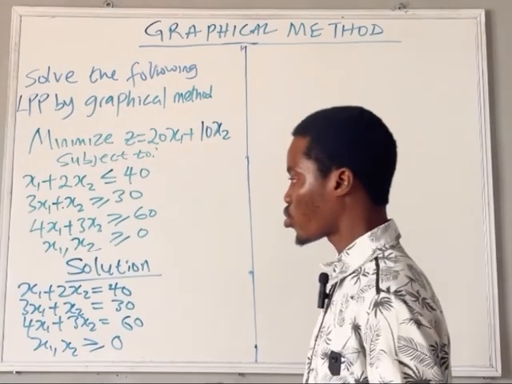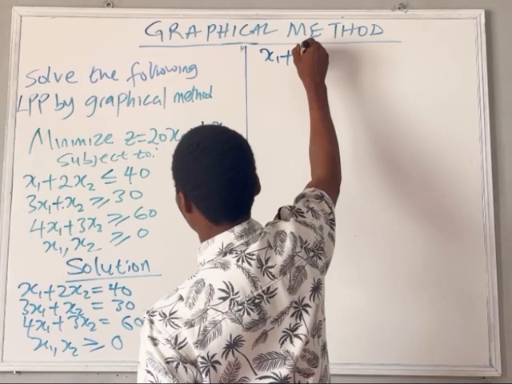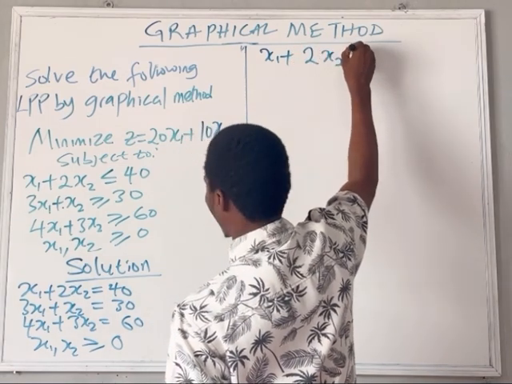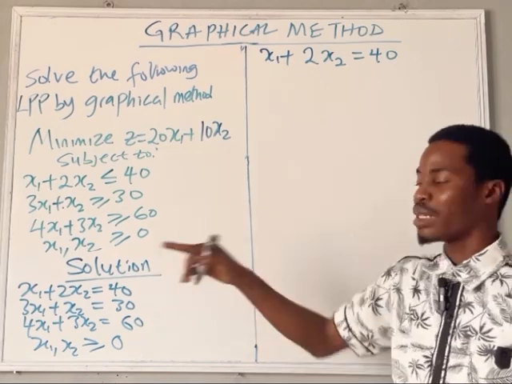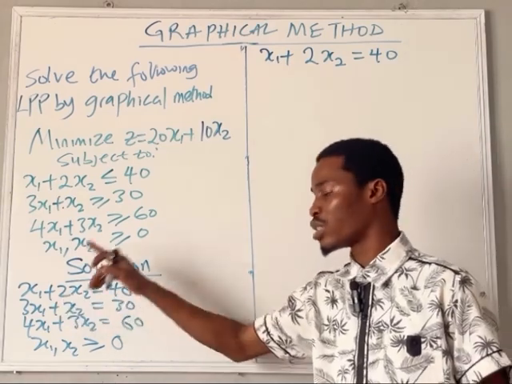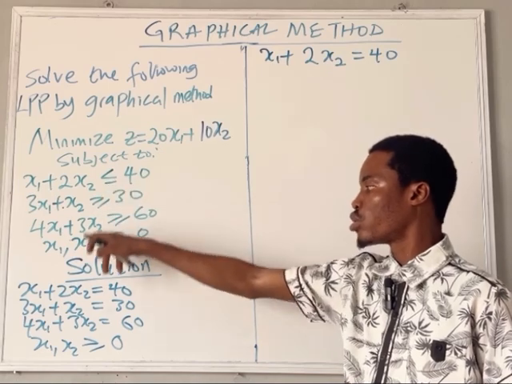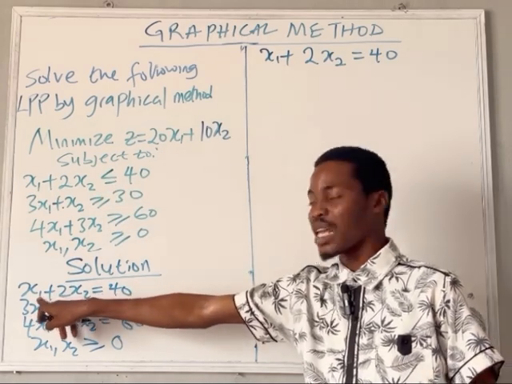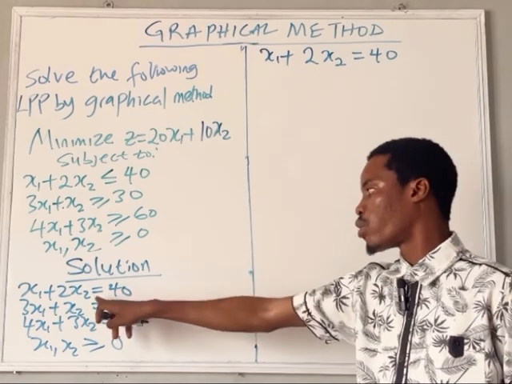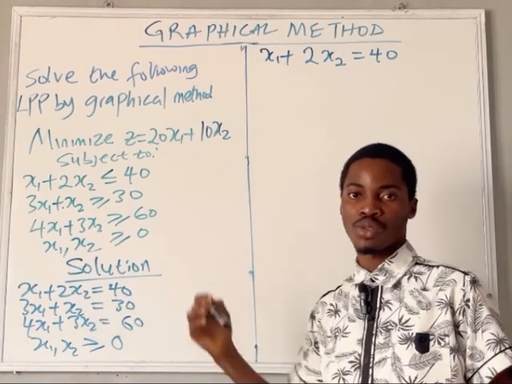So the first constraint is x1 plus 2x2 is equal to 40. This is our first constraint. So let's say when x1 is equal to 0. Why are we saying it? Because we have turned the inequality to equality, and by doing this, we have to consider x1 as 0 to get the value for x2. And when we consider x2 as 0, we are going to get the value for x1.